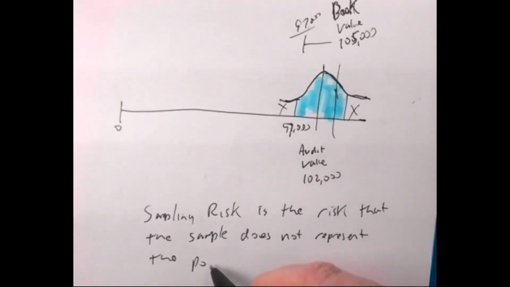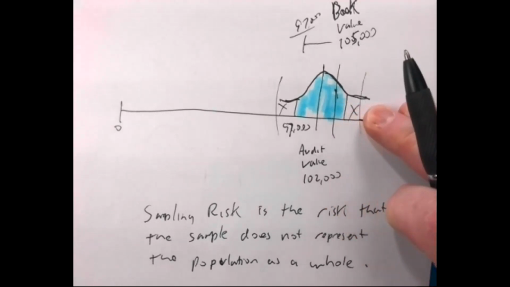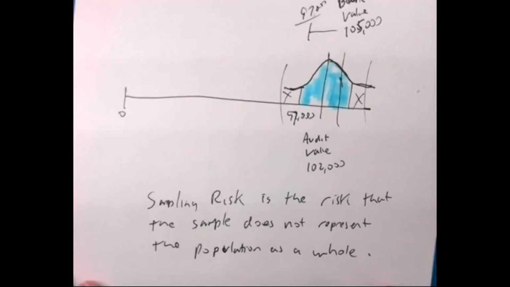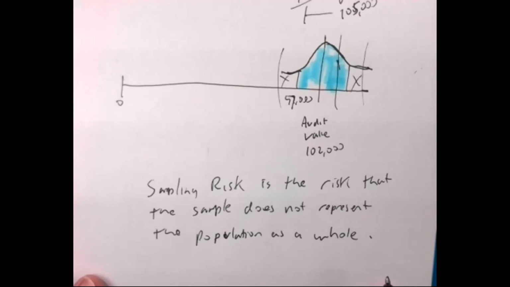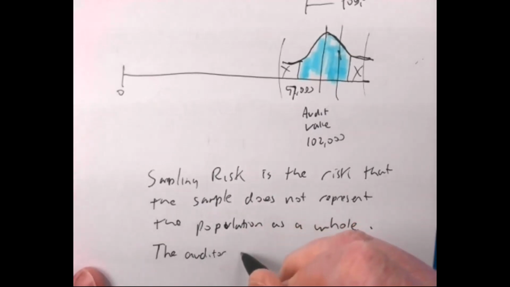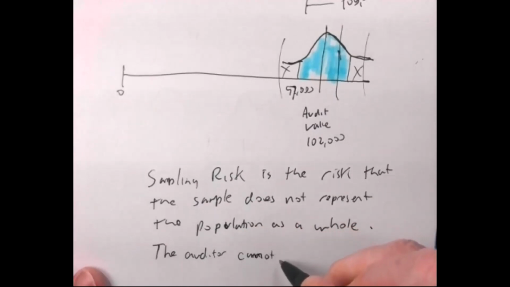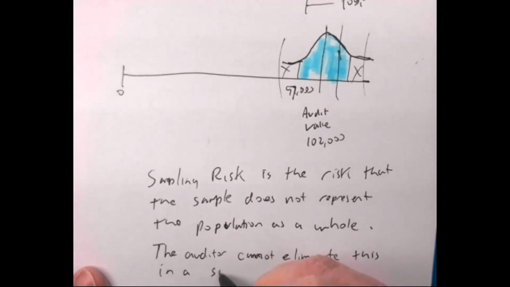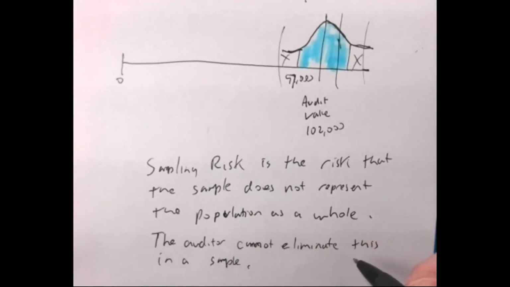Sampling risk is the risk that the sample does not represent the population as a whole. So your sample, it's possible it could be over here or over here, the actual. Yeah, it might be remote, but it is possible. So sampling risk is the risk that your sample does not represent the population as a whole. And there's nothing you can do about that. The auditor cannot eliminate this in the sample.